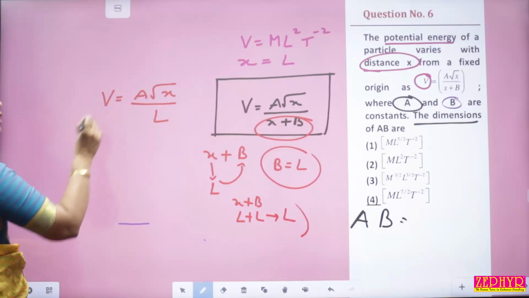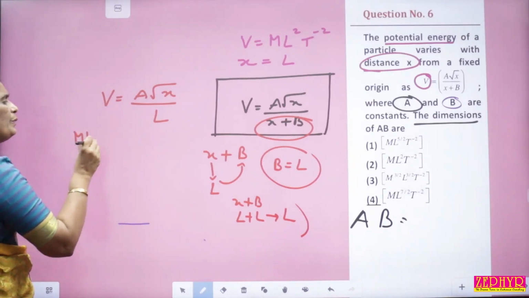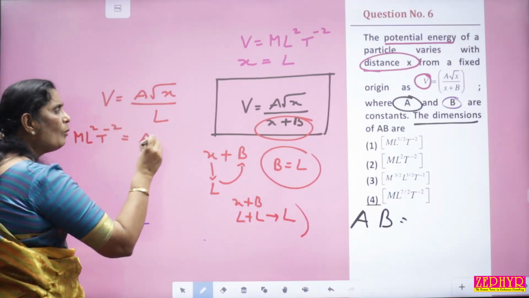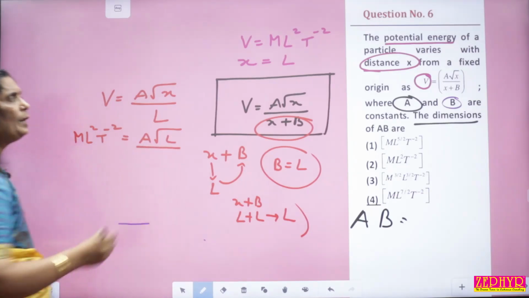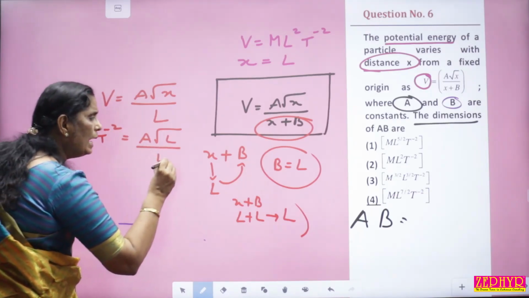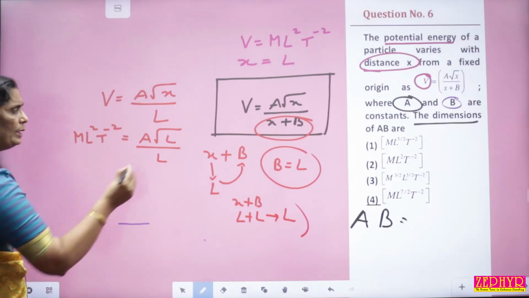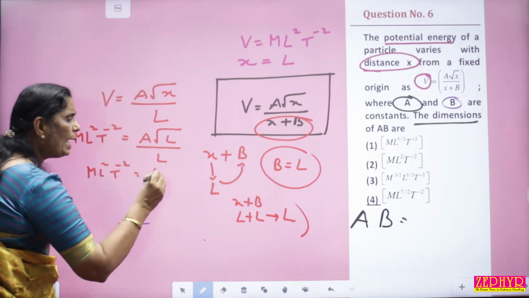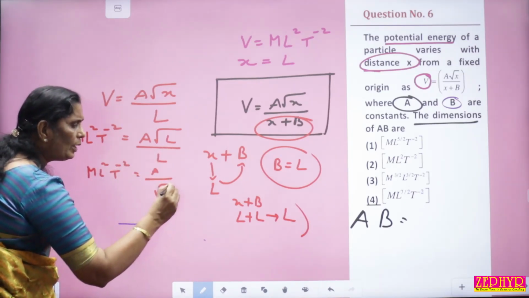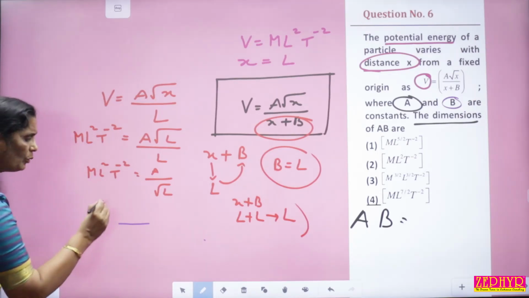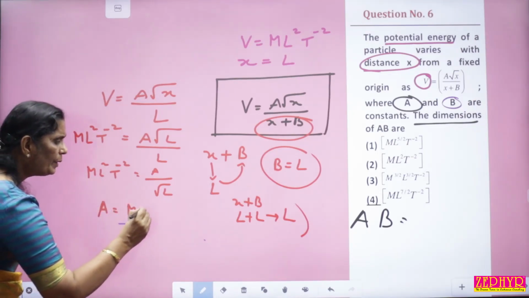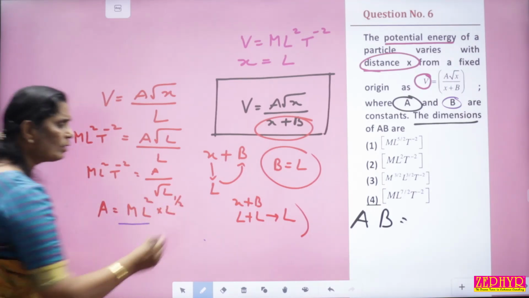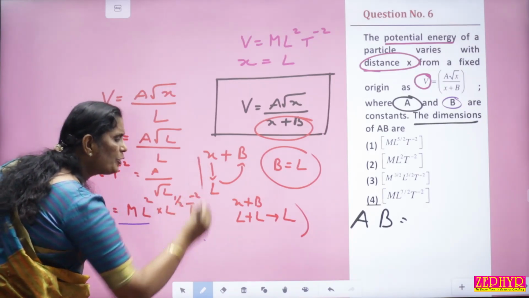Now we substitute to find A. I know V. What is V? Energy. Substitute the value of energy. What is x? Length. If there is a power, we have to take it: root L. So this can also be written as M into L square into t raised to minus 2 is equal to A by root L. Now cross multiply. So A is equal to M into L square into root L, and root L I will write as L raised to 1 by 2, into t raised to minus 2.